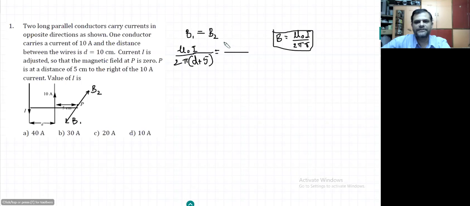अभी दूसरे साइड में भी यहाँ पे B2 हम यूज करने वाले हैं, जहाँ पे mu naught वैसे ही रहेगा, but I will be replaced by 10 ampere. And here in the denominator, we can just get this 2 pi into the distance, which will be again 5 centimeter. तो यहाँ पे 5 आ जाएगा, जो कि ये distance है. Second quadrilateral conductor से ये P point जो है, वो 5 centimeter इतना distance पे है, इसलिए यहाँ पे 5 आ जाएगा.